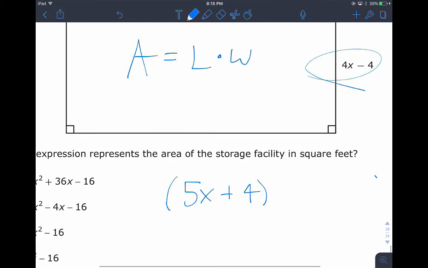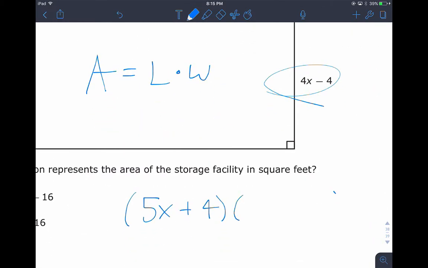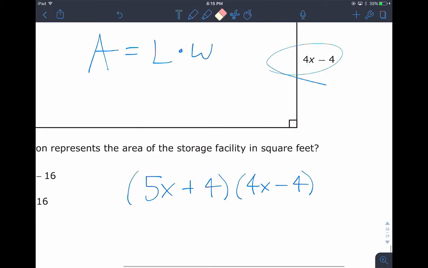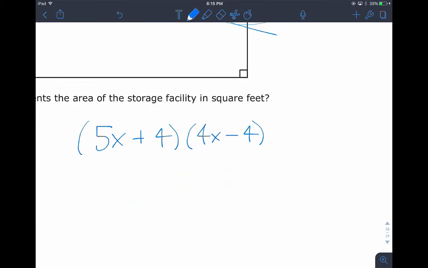5x plus 4. Let me make sure I'm copying it right, since I have not been doing that well on this video. Then you've got 4x minus 4. Alright, when you have a binomial times another binomial, most of your teachers are going to teach it this way right here. It's called FOIL, with the I. Golly, I'm struggling tonight. So FOIL means first times first.